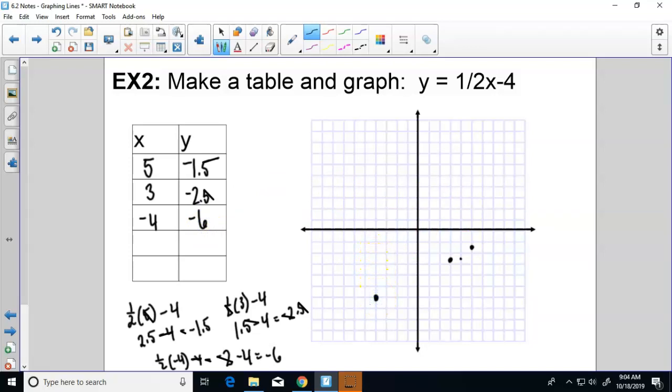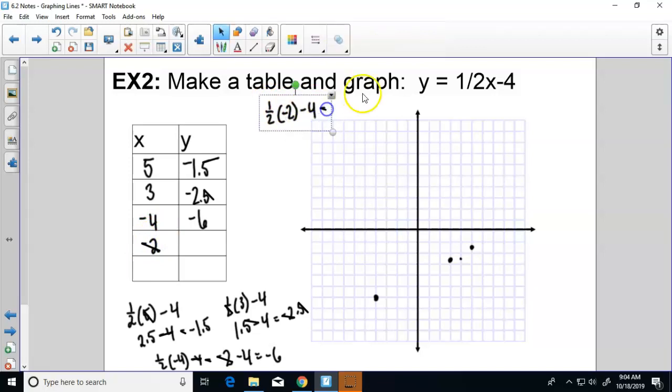So negative 4, negative 6. Right here. Let's see. Madison, give me another negative number. All right, negative 2. We'd have 1/2 times negative 2 minus 4. And that'd give us negative 1 minus 4. So we'd get negative 5. So negative 2, negative 5.